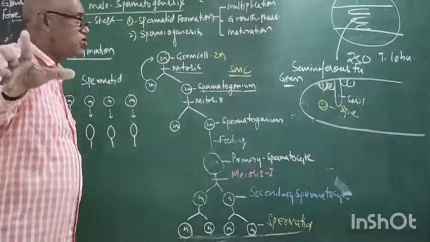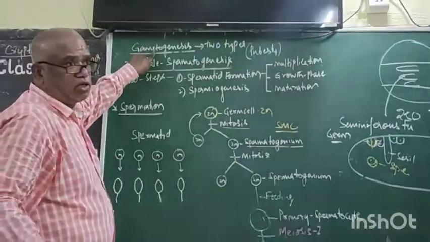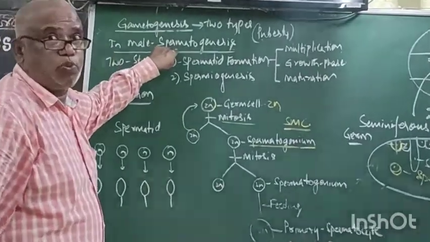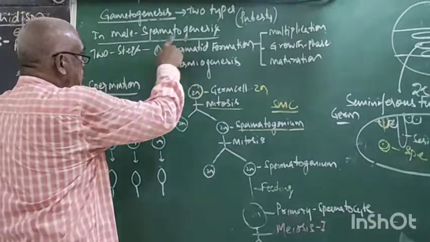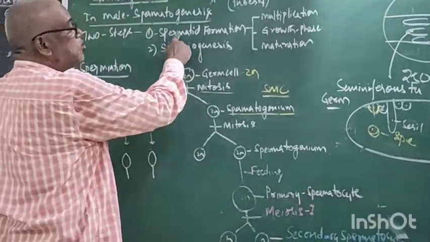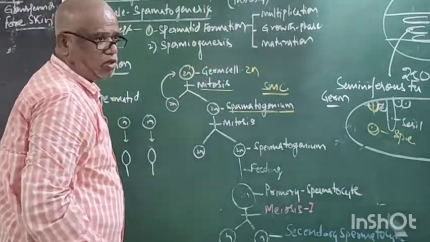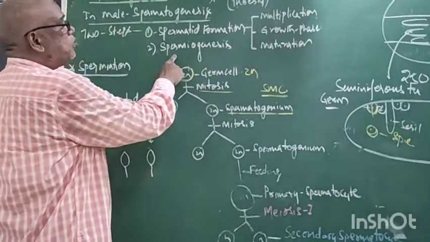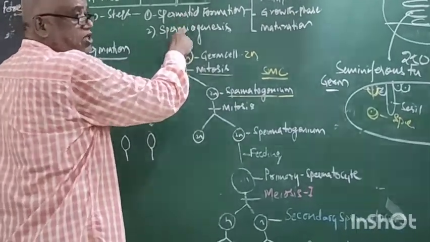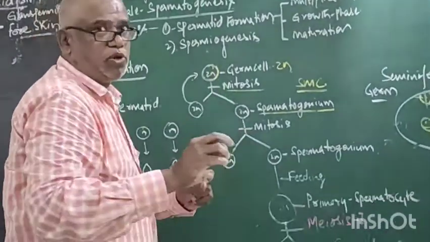Now, before going to this, just listen. What is this? Gametogenesis. The gametogenesis in male is called spermatogenesis. This spermatogenesis occurs in two steps: spermatid formation, and the next step, spermiogenesis. That means if these two steps are completed, the sperm will be formed.